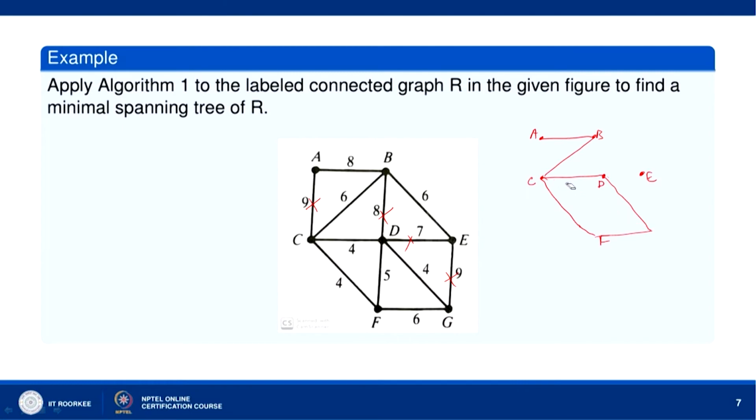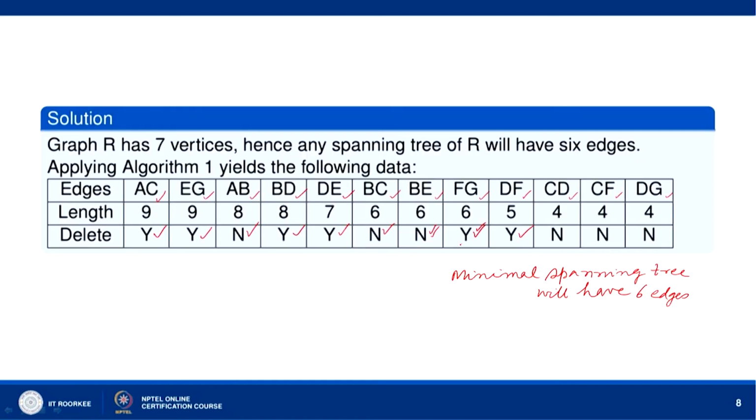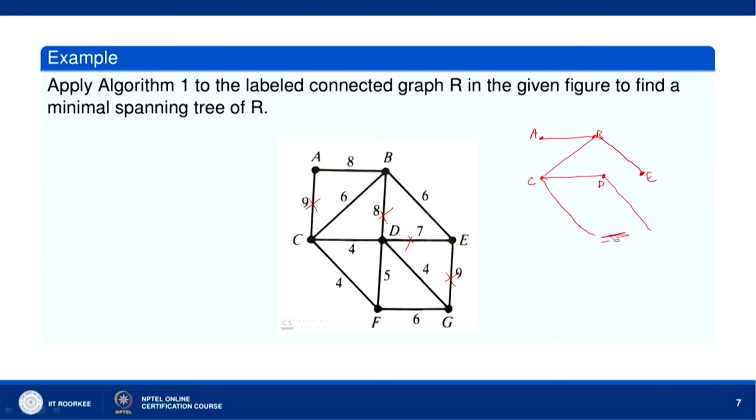DF, now the situation is like this. We have deleted D, and then we have deleted this one. So, we can delete DF. When you delete DF, what we get is the following. FG has already been deleted, so this is not there. So, we have this, and we can see that this graph is not disconnected.